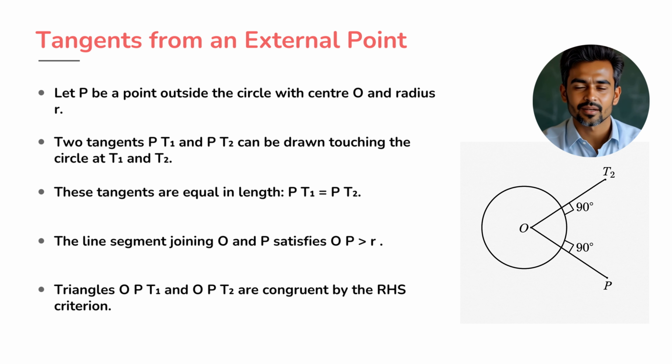Why does this happen? Because if you join OT1, OT2 and OP, the two triangles OPT1 and OPT2 become perfectly congruent by the RHS congruence rule, right angle, hypotenuse and one side. So, both tangents drawn from the same external point are equal. It's one of the most elegant and useful results in circle geometry.